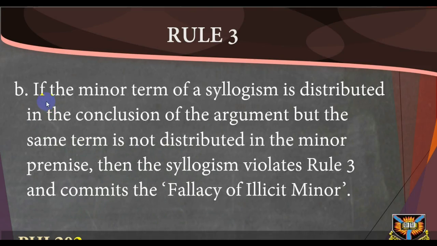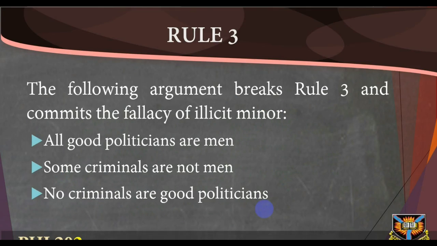B. If the minor term of a syllogism is distributed in the conclusion of the argument, but the same term is not distributed in the minor premise, then the syllogism violates Rule 3 and commits the fallacy of illicit minor. The following argument breaks Rule 3 and commits the fallacy of illicit minor. All good politicians are men. Some criminals are not men. Therefore, no criminals are good politicians.